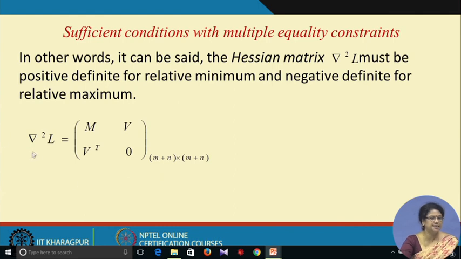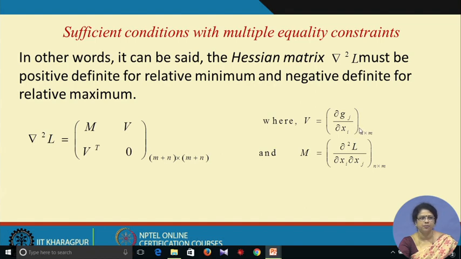And this is the del 2L. If we just write the Hessian matrix, you will see there will be 4 parts to it. You can partition it. In one partition we will have m, these are all second order values, v will be first order differentiation, and there will be a set of zeros like this. We can formulate the Hessian matrix like this.